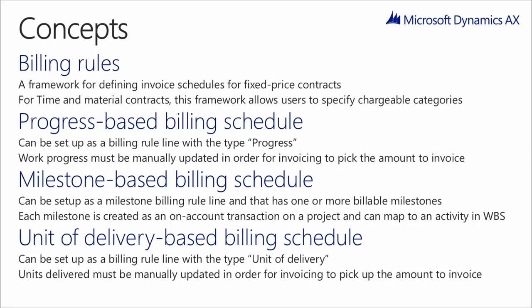The second variant we saw was the milestone-based billing schedule. The work that you do on the project is divided into milestones, and each milestone is then given a certain monetary value, and once the milestone is done, you can bill that milestone. Unit of delivery based billing schedule. You set up your billing rule and mention the number of units you're going to deliver and the value of each unit, and then as you deliver the units, you initiate the billing of this. This is the unit of delivery billing schedule. All the three concepts are applicable to fixed price projects.